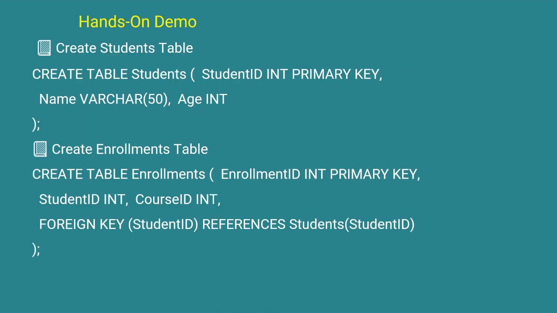Let us create two tables, students and enrollments. Notice how the foreign key in enrollments references the primary key in students. This ensures every enrollment belongs to a valid student.